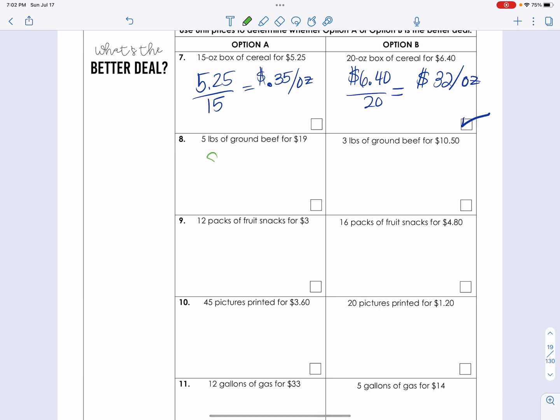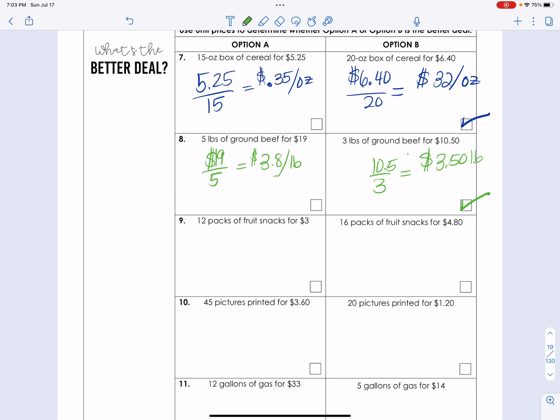Okay, so the next one, you always put the money on top. 19 divided by 5 ends up being $3.80 per pound. And this one is 10.5 divided by 3 ends up being $3.50 per pound. So this is the better deal.